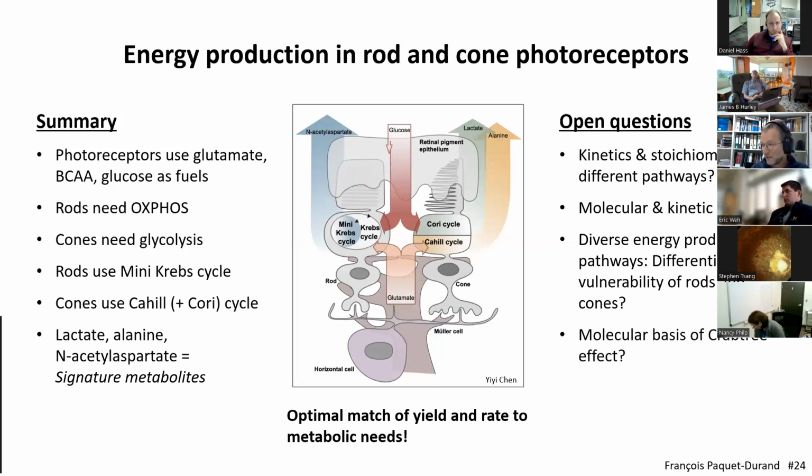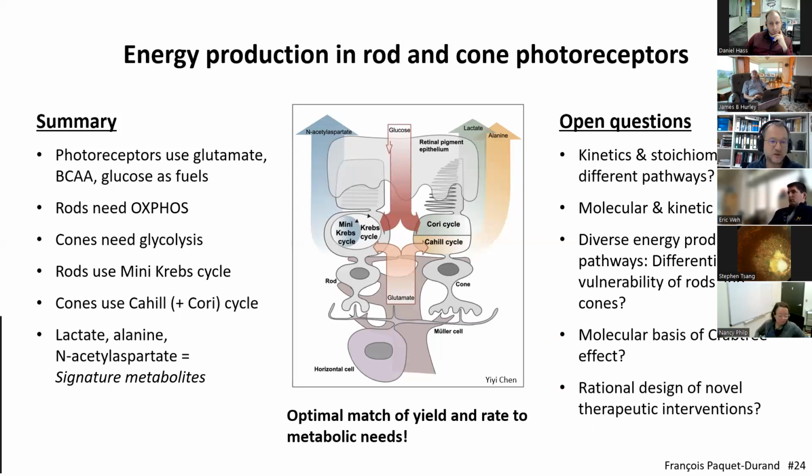Then the molecular basis for the Crabtree effect. The Crabtree effect is the shutdown of oxidative phosphorylation when there's too much glucose. Nobody really understands how high glucose levels shut down oxidative phosphorylation. Still open. And of course, eventually, once we understand these things sufficiently well, will we be able to use it to rationally design novel therapeutic interventions that target energy metabolism, that increase energy production in the cells that need it, or perhaps reduce it when they don't really need it?